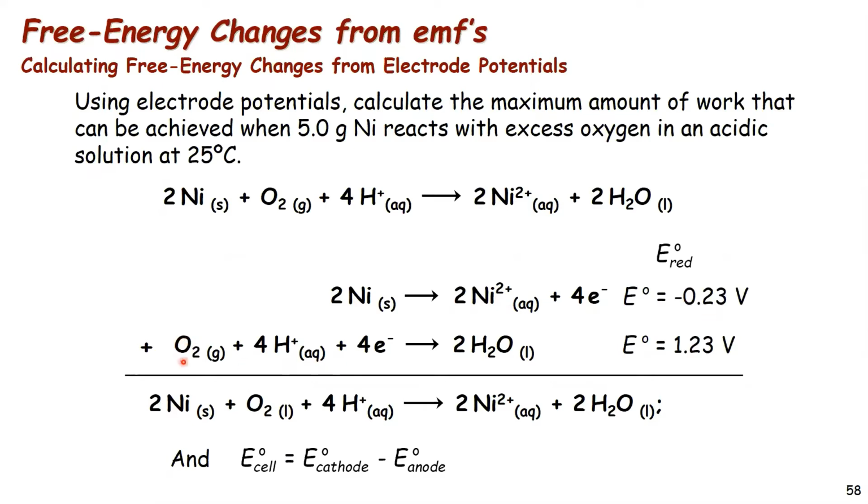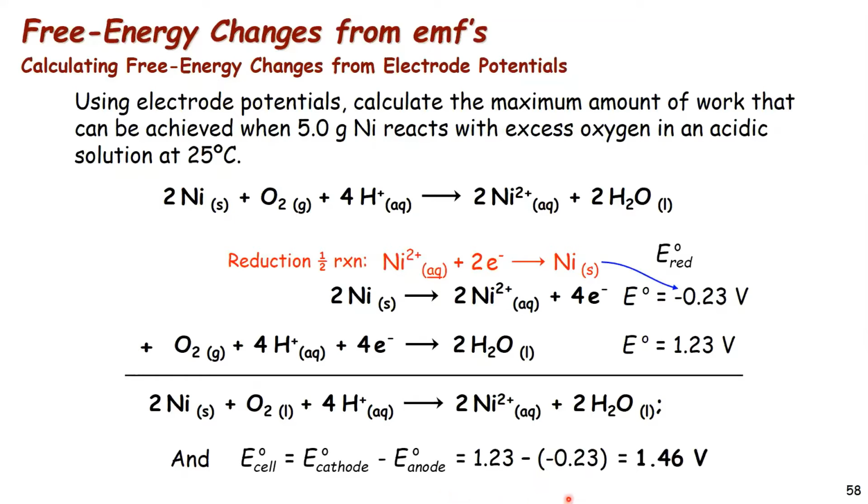And for the oxygen in an acidic solution going to water, it's 1.23 volts. So again, this is our cathode, so that's going to be the 1.23 volts, and this is our anode, so that's going to be the -0.23 volts. Again, this is the reduction potential of the anode. So we're going to plug that in. And that's going to then give us a value of 1.46 volts.